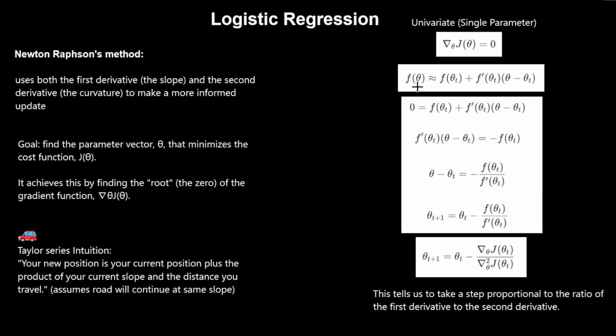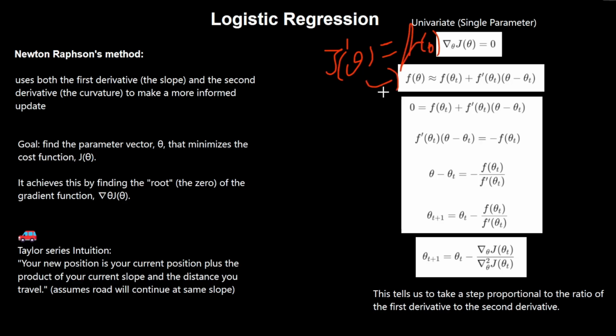Here, obviously, this is the function. We need to equate this to 0 in order to find the roots. So we equate this to 0. Here, the function f of theta is nothing but the derivative of the cost function, which we already have.